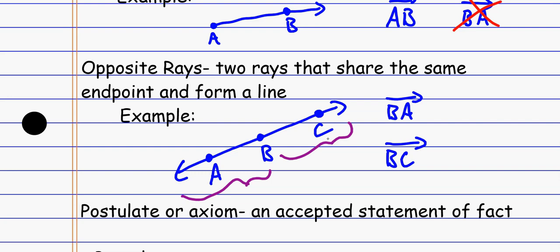And that's it. They start at the same point. They go in opposite directions forever, so they create a line, okay? But notice how meticulous I am about the labeling, all right? One of them has to be ray BA. The other one has to be ray BC, okay?